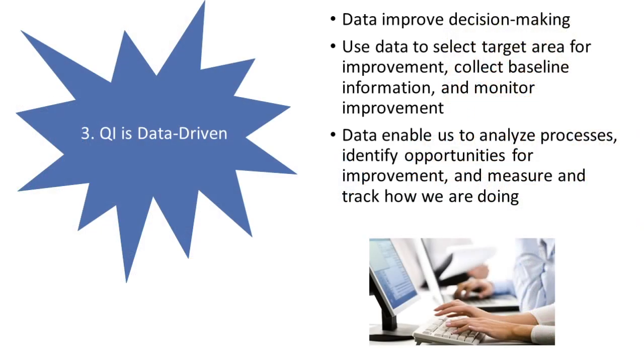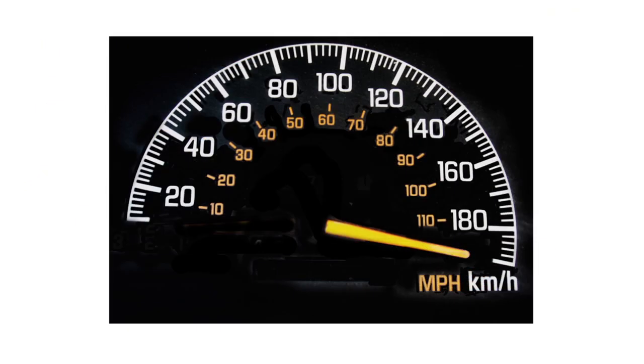QI is data-driven. Collecting and using data effectively improves decision-making, especially when data are used to inform improvement targets, to collect baseline information about what is happening now, and to monitor improvements over time. Data enable us to analyze processes, identify opportunities for improvement, and measure and track how we are doing. Just as we use data on our car's dashboard to drive safely and to keep our car running, we can use data in our daily job to see if what we are doing is helping us achieve our intended outcome.